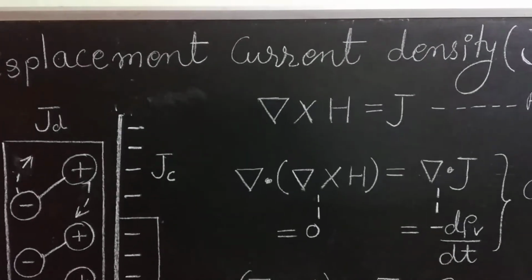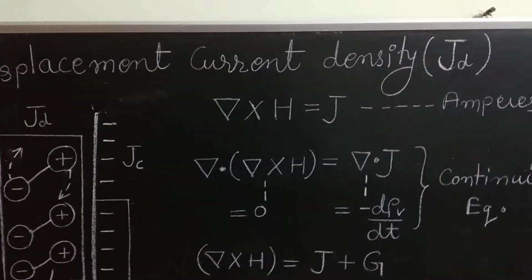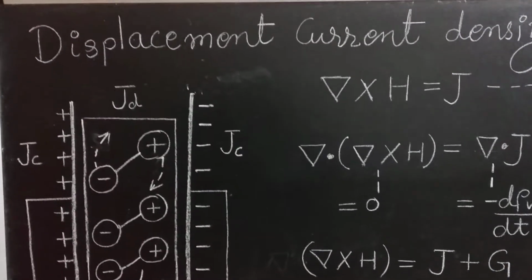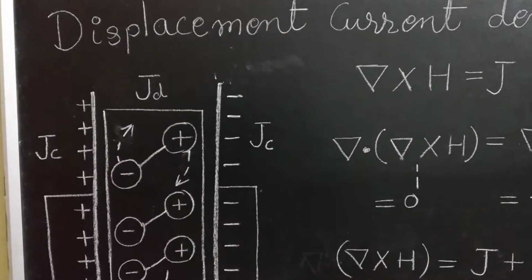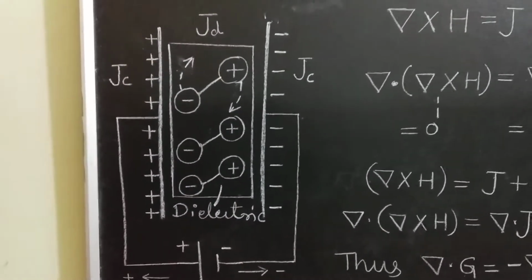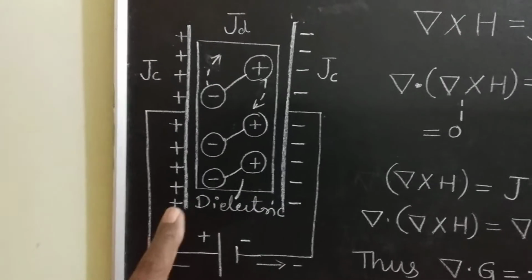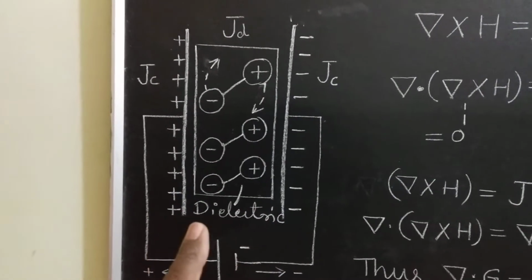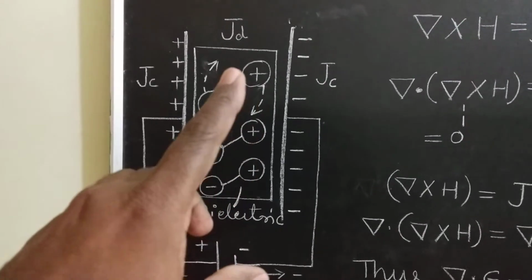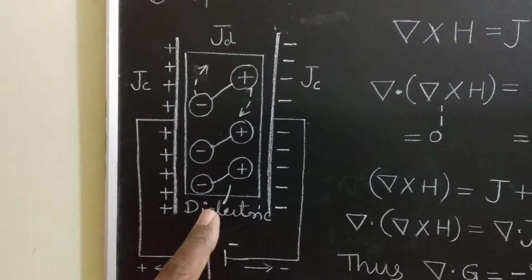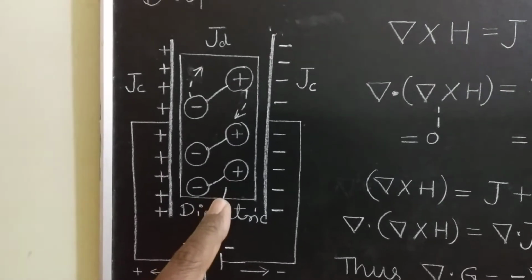In this video we will understand the displacement current density JD. If we want to define this displacement current density, we can take the very simple example of a capacitor in which we have two metallic plates and in between them we have dielectric material. The basic property of the dielectric material is that it has dipoles in it.